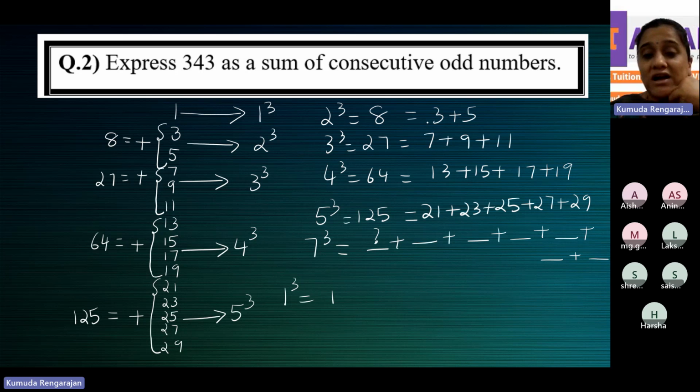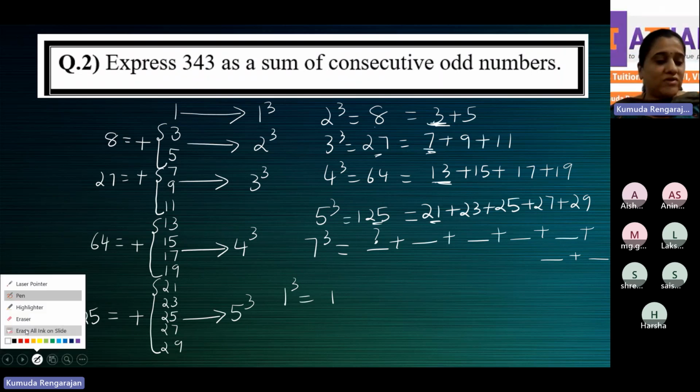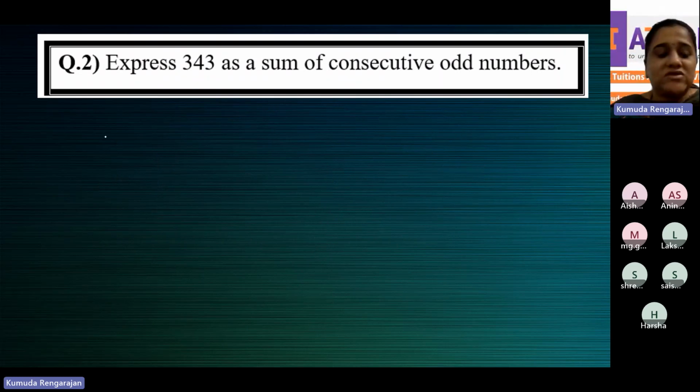But everything starts from a particular number. For 8, you need to start with 3. For 27 with 7, 64 with 13, 125 with 21. So from which number to start? You tell me the first number, then I can write it as a question. For that, we have a rule, to find that first odd number.